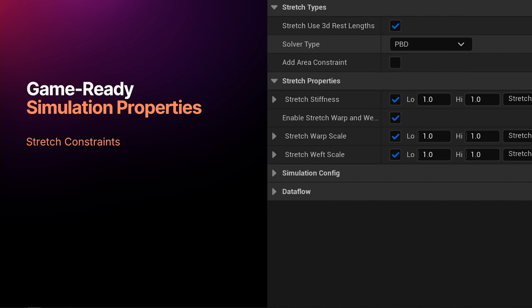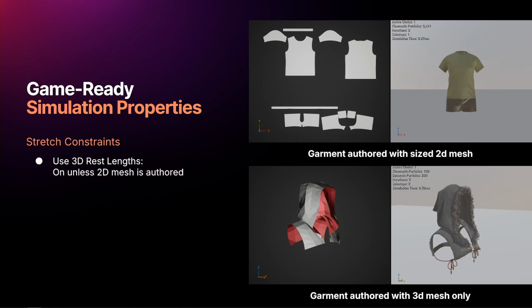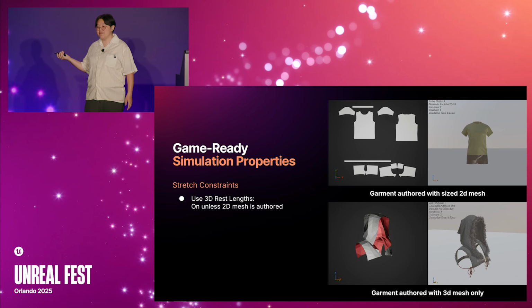Now let's take a look a little bit more at our stretch constraints. The first checkbox you'll see is whether or not to use 3D rest links. You want to keep this checked on unless you have a simulation mesh that was authored in a panel-based cloth editing package that can be used to generate a sized 2D mesh. So the top is an example where we do have that 2D panel mesh that's the correct size. But in our case, we have just a simulation mesh that was generated from the 3D render mesh, so we'll be using the 3D rest links.